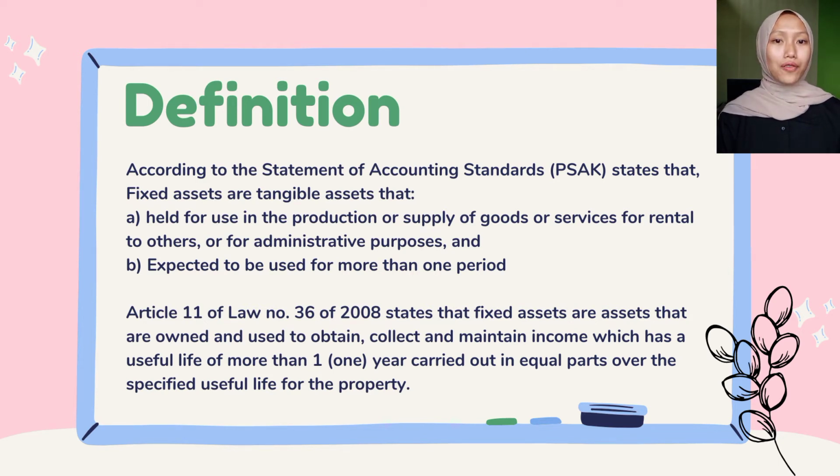Article 11 of Law Number 36 of 2008 states that fixed assets are assets that are owned and used to obtain, collect, and maintain income, which have a useful life of more than 1 year, carried out in equal part over the specific useful life for the property. In the regulation, the requirements for depreciation of assets according to tax provision include tangible property, assets that have a useful life of more than 1 year, and assets used to earn, collect, and maintain income.